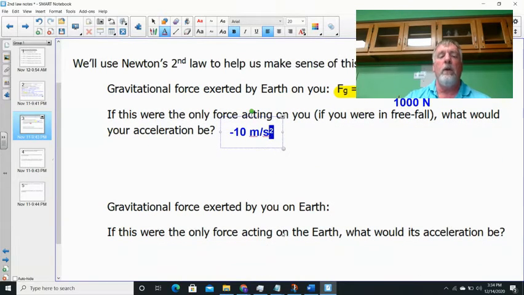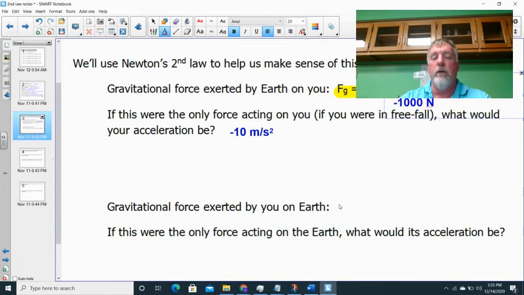So let's take a look at it this way around. Let's look at the gravitational force exerted by us on the Earth. Well, Newton's third law tells us it's going to be equal and opposite. So instead of that force, and I probably should have put a negative sign way back up here because gravity is pulling us down, let me put the negative sign in there.